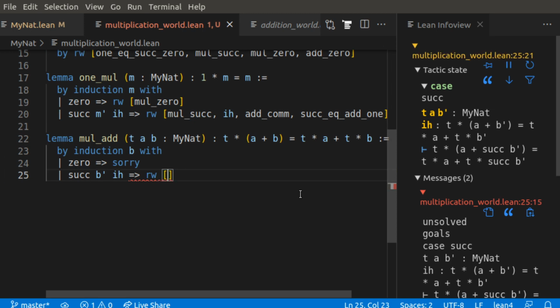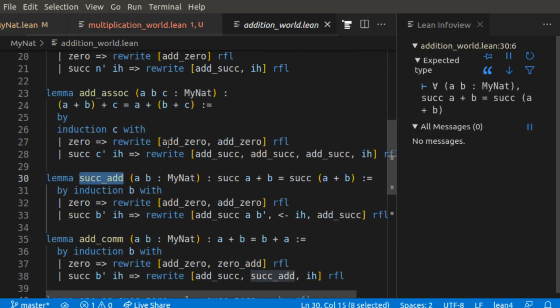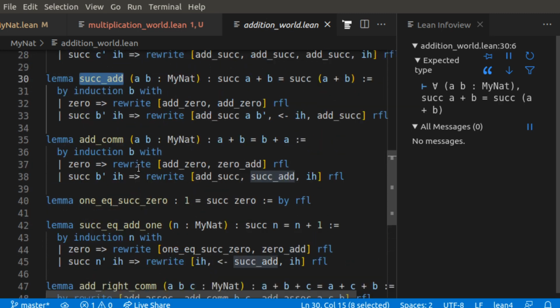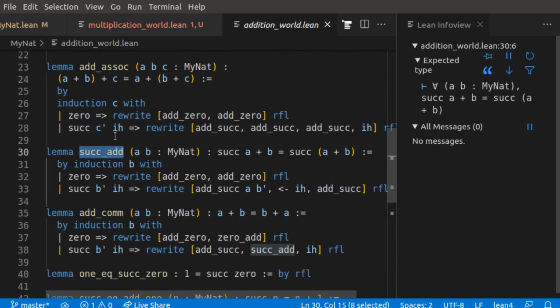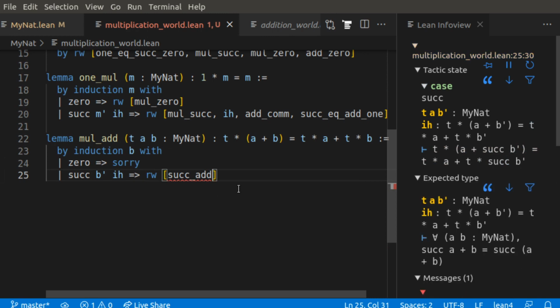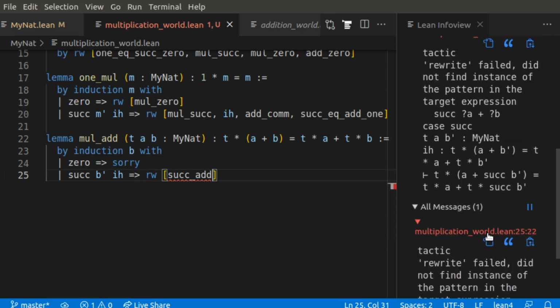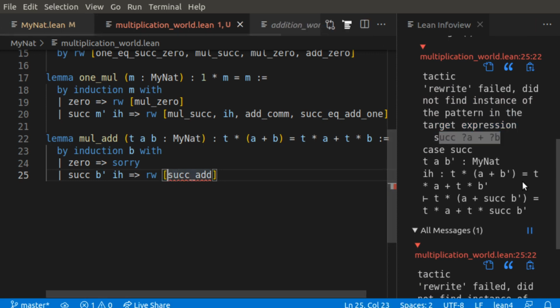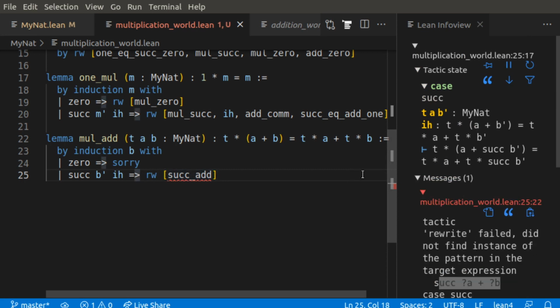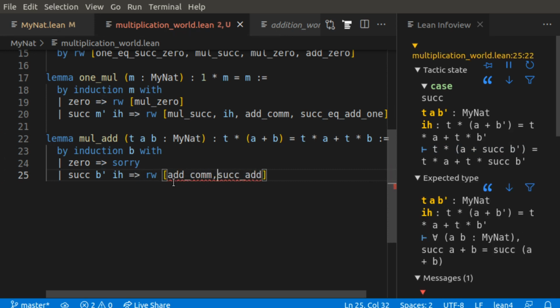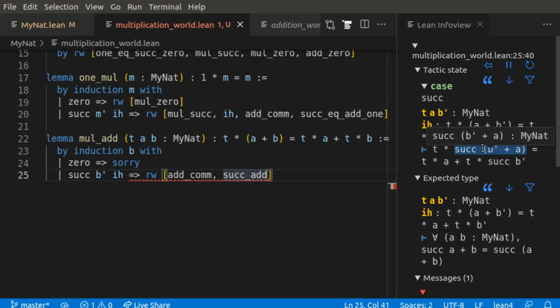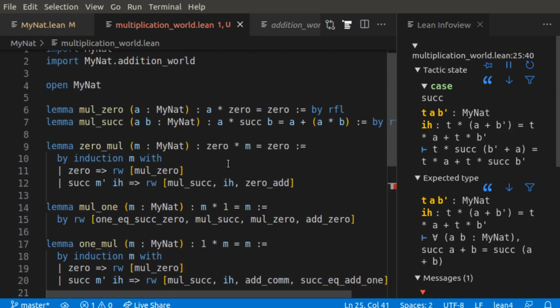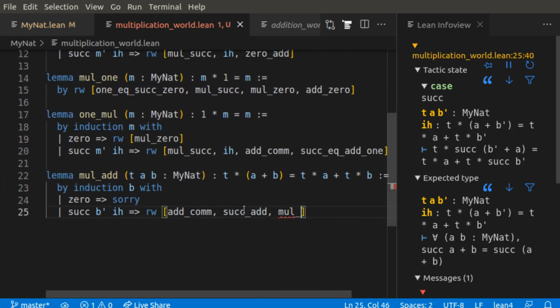Okay, let's use the suck add from the addition world. What do we have? Rewrite failed. I don't know the pattern suck question mark A plus B, don't we? We have A plus suck B prime. So let's add commutative first. Okay, that gets us this. And then T times successor B, we know how to deal with that. Mul successor.